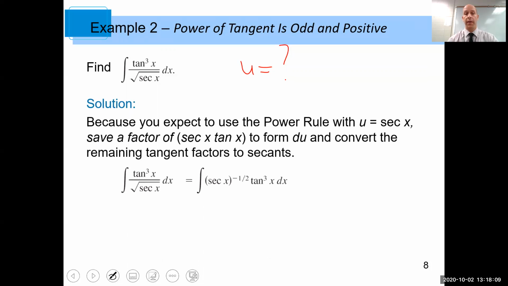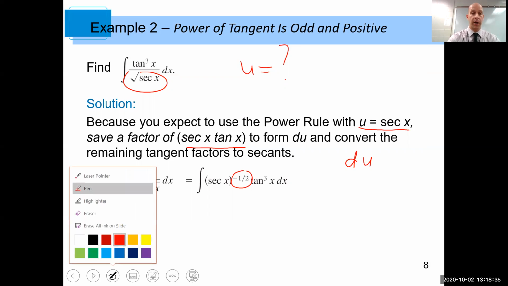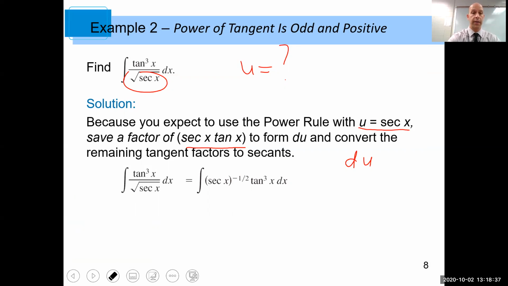So here's the thing. If we make this denominator the square root of secant x, if we want to bring that up to the top, that's where we get this negative exponent. So if I let u be my secant x, the derivative of that, so my du, would be secant x tangent x dx. So what I'm going to do is I'm actually going to save one of these factors of tangent. Okay, I'm going to erase my marking here so you guys can see this clearly.